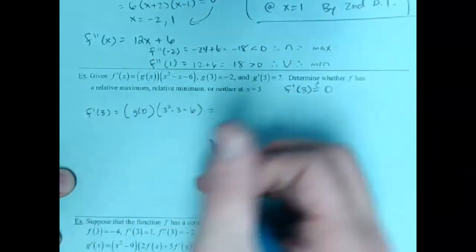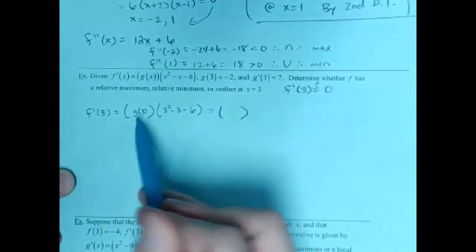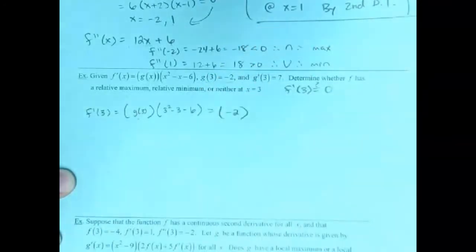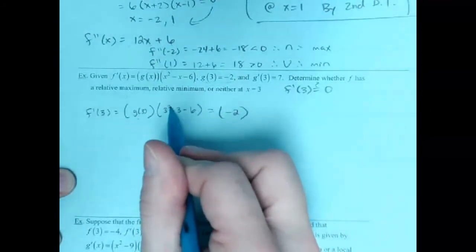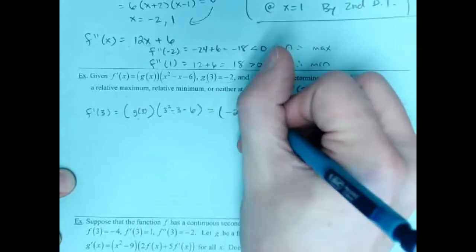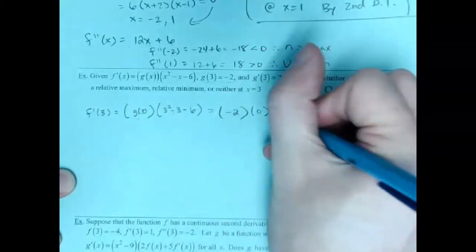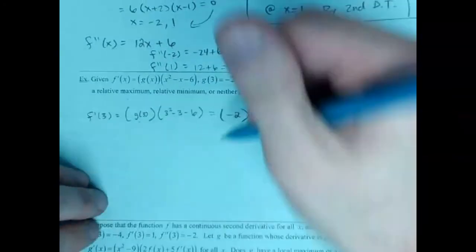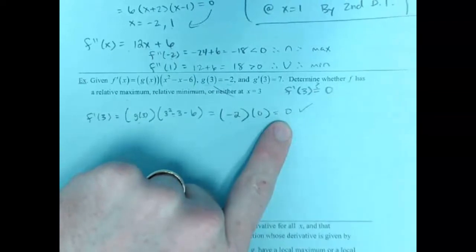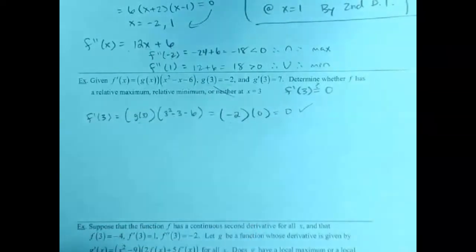G of 3, the question told me, is negative 2. And then 3 squared is 9. 9 minus 3 minus 6. That's 9 minus 9. Ooh, that's 0. Look at that. Negative 2 times 0. That's 0. So the first derivative is 0. So we know it's not going to be neither. If this number would have been anything else besides 0, we would be done. We'd circle neither and we'd move on. But since the first derivative was 0, I need to do further investigation.